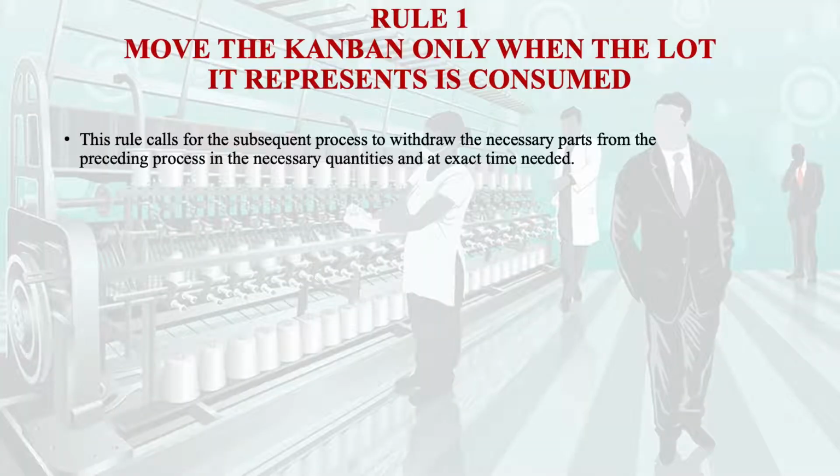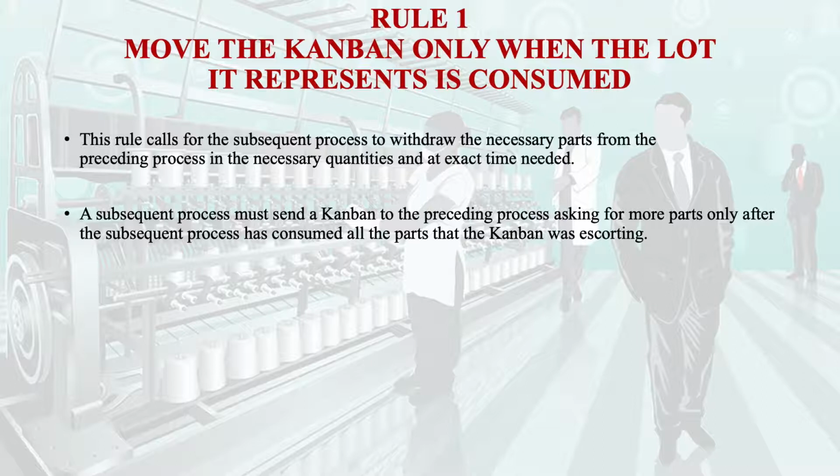Now we will discuss the first rule. Move the Kanban only when the lot it represents is consumed. This rule calls for the subsequent process to withdraw the necessary part from the preceding process in the necessary quantity and at the exact time needed. A subsequent process must send a Kanban to the preceding process asking for more parts only after the subsequent process has consumed all the parts that the Kanban was escorting.